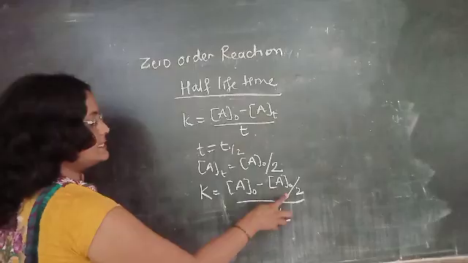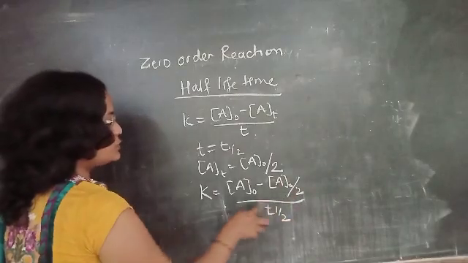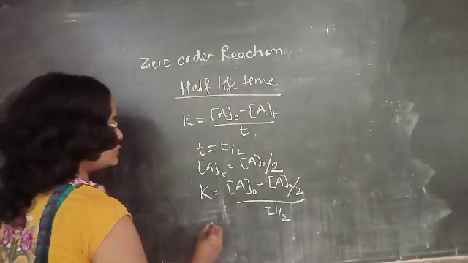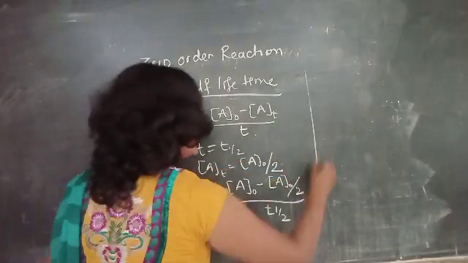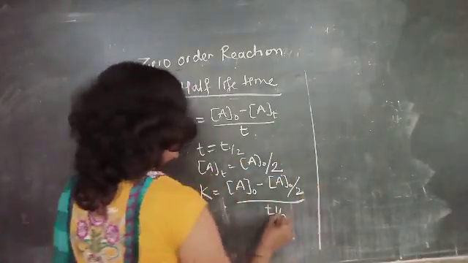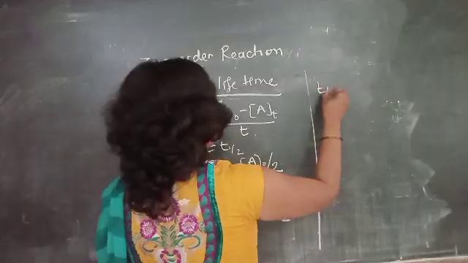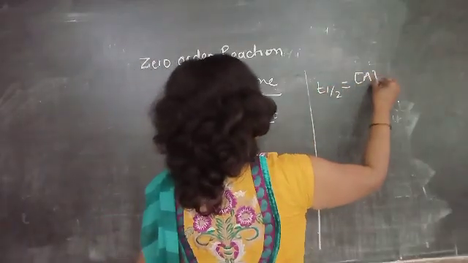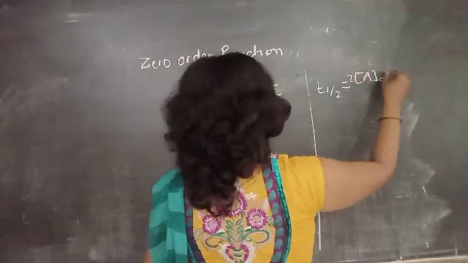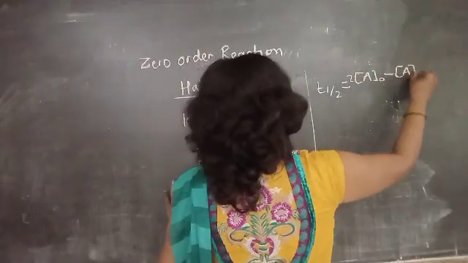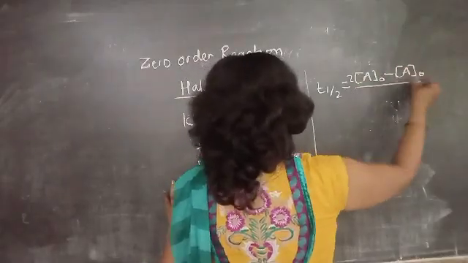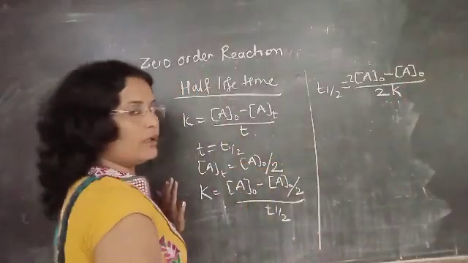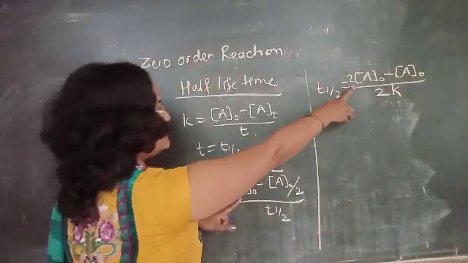So when it is A0 by 2, this 2 will be multiplied over here, and then the whole term will be written like this. So when I shift t half over here, t half is equal to twice A0 minus A0, whole terms divided by 2, and it is into k. Okay, how did this equation come?